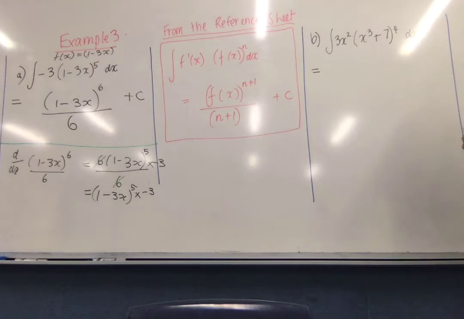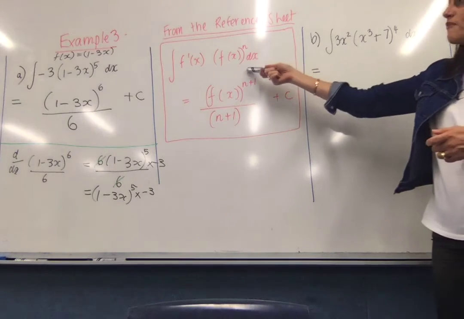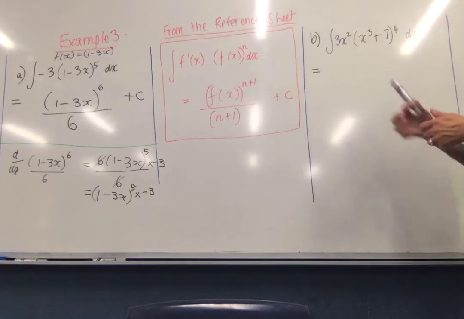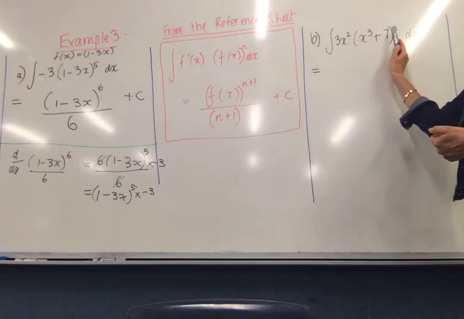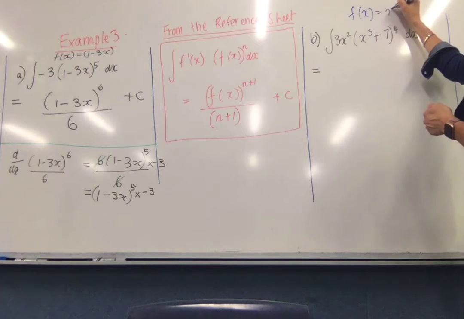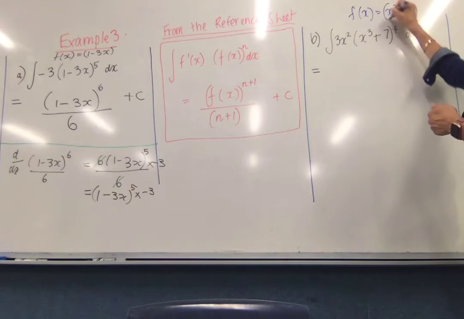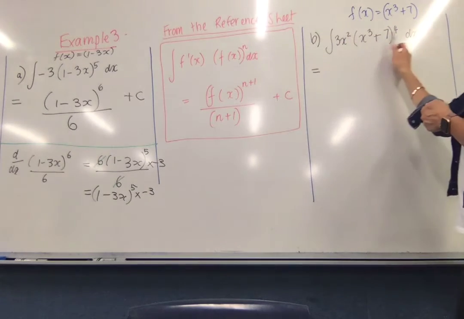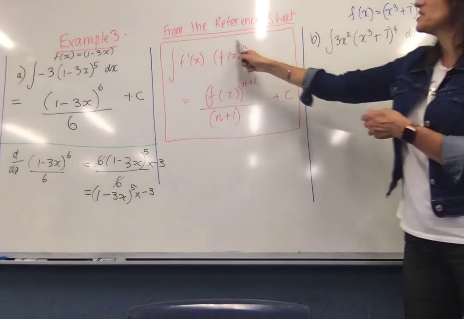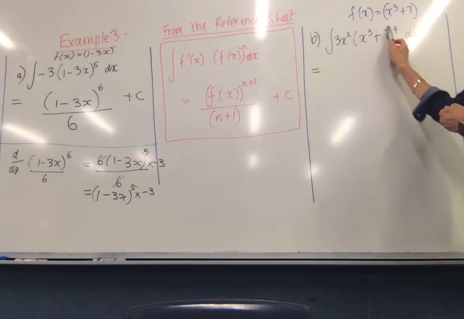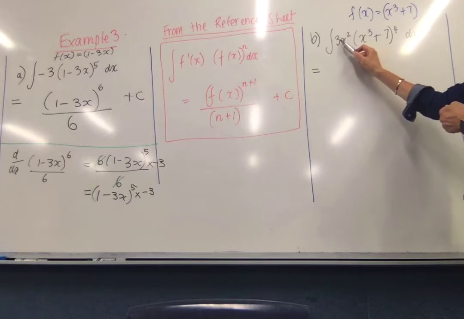Okay, Year 12, let's have a look at example 3b and see how we can again use the result from our reference sheet to assist us with finding the result for this indefinite integral. Why? Because again, we've got this function inside where f of x is equal to x cubed plus 7, and we've got a function being raised to a power, and outside this function, we've got the derivative of the function, because if we look at this function inside, the derivative of it is 3x squared.